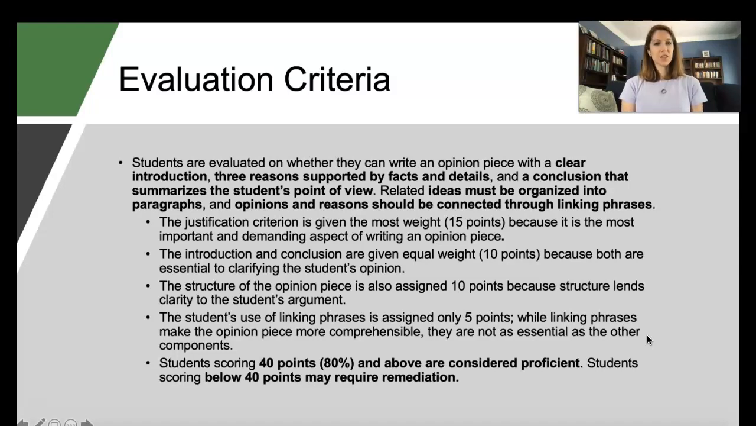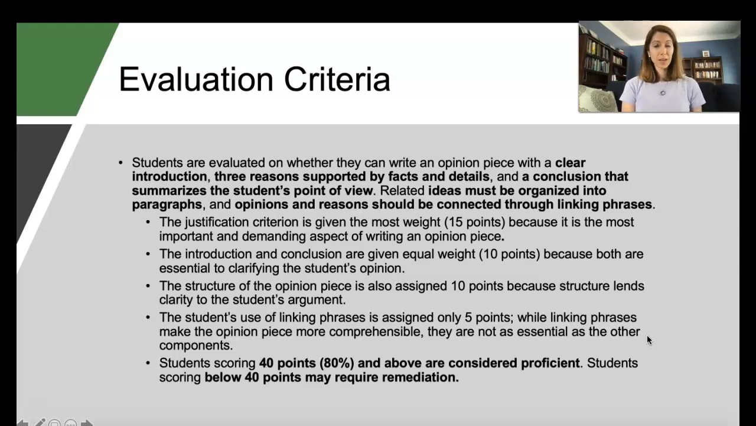So this is something that the teacher made up because this is a classroom assessment and not a standardized assessment. So the justification criteria for this essay is actually given the most weight because that's really the heart of an opinion writing piece, being able to justify your opinion by giving reasons and details to support what that opinion is. So based on this 50-point essay, the justification piece, being able to give 3 reasons with supporting details, would be worth 15 points. So the introduction and the conclusion are both assigned 10 points because these are critical pieces to writing an opinion essay.